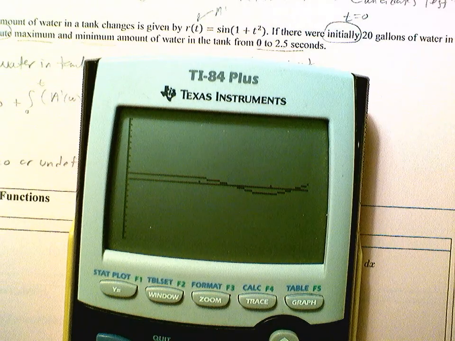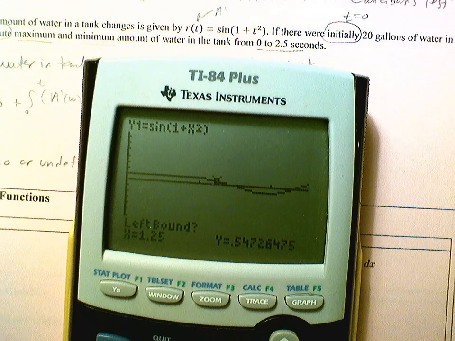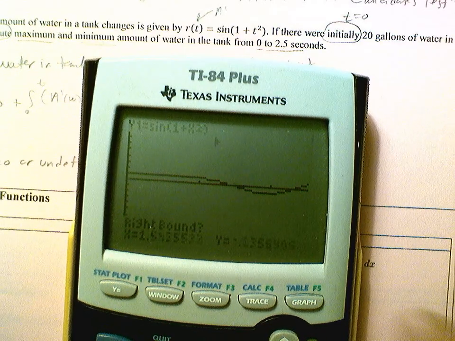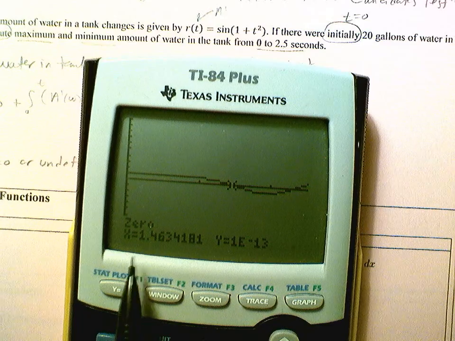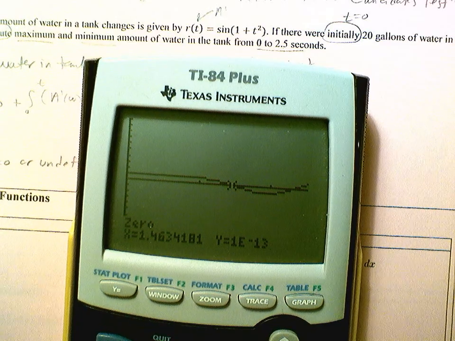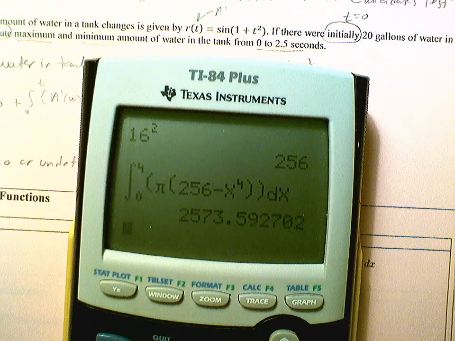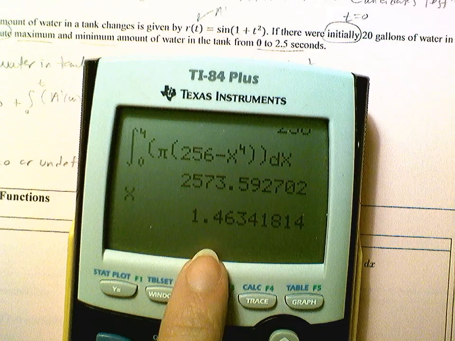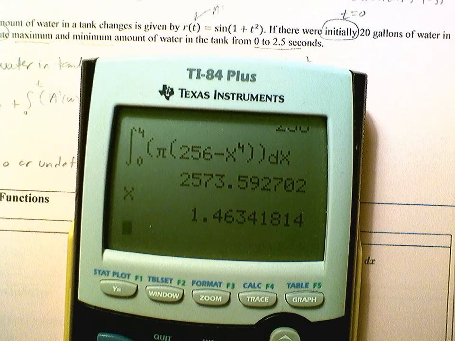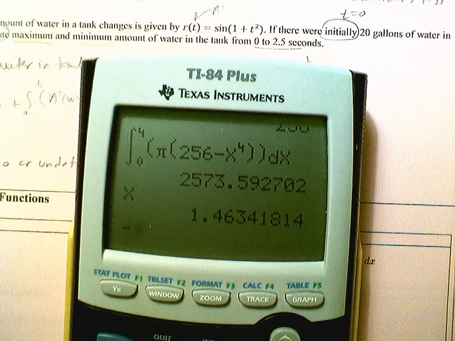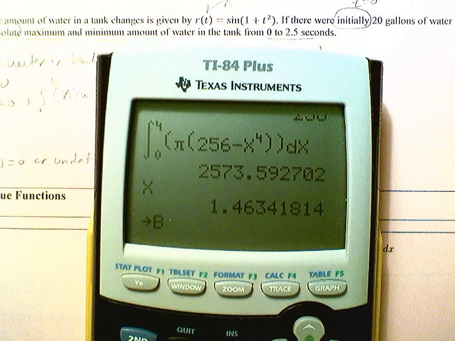And to find them, I'm going to use this zero feature on the calculator. Okay, so left bound, right bound, enter. Okay, so my first critical number is 1.463, blah, blah, blah. It's an irrational number, so I'm going to store it for later use. So I go to my home screen, I hit X. My calculator remembers that I just found that. And then I'll store it as, I won't use A because I'm already using A for something, so I'll use B. The store button is right up above on.